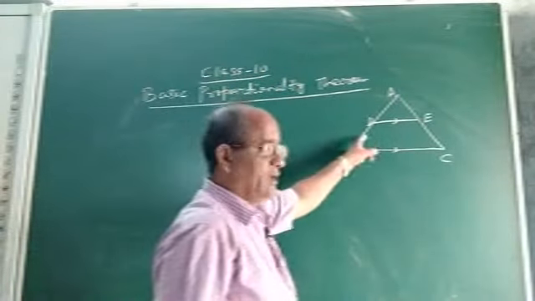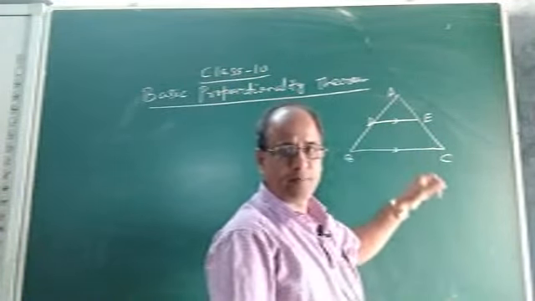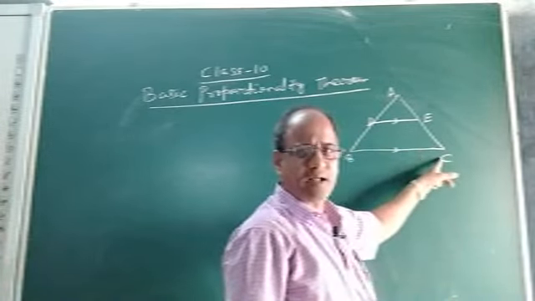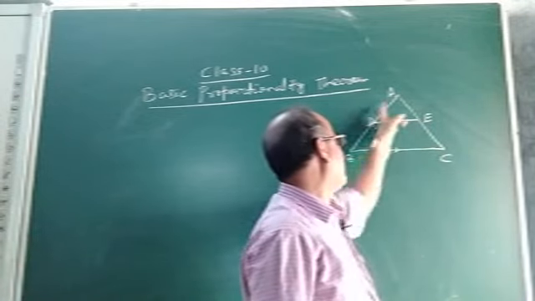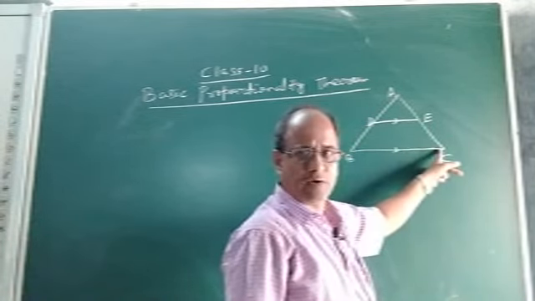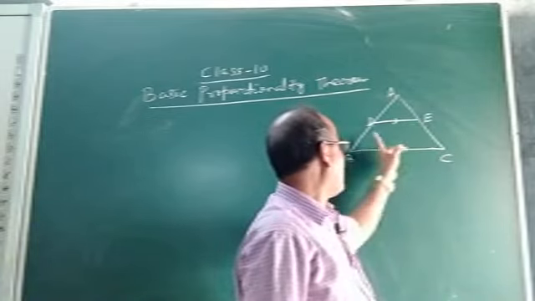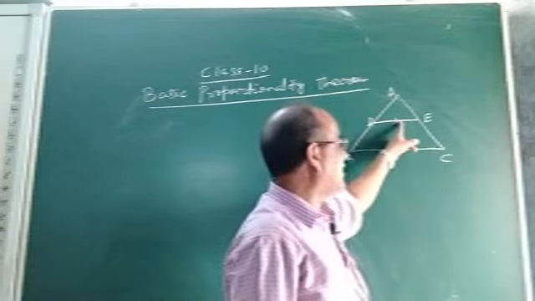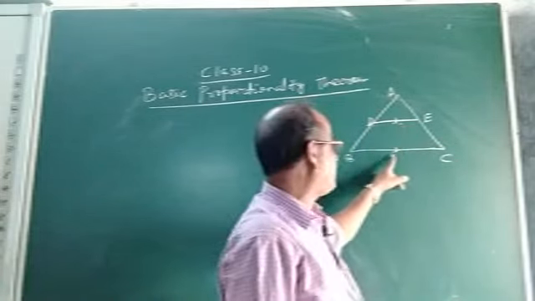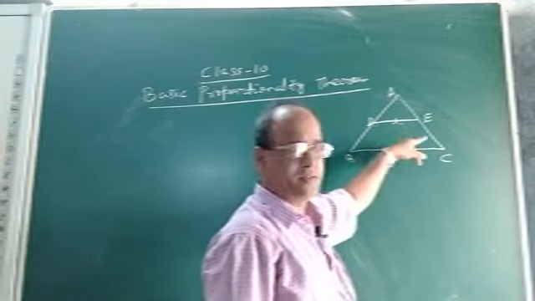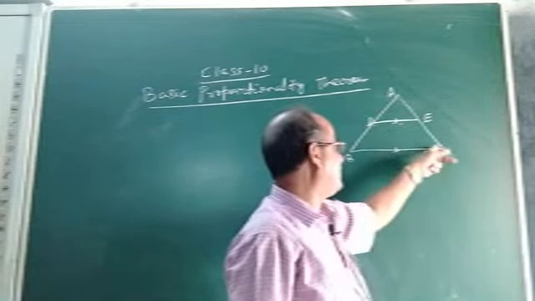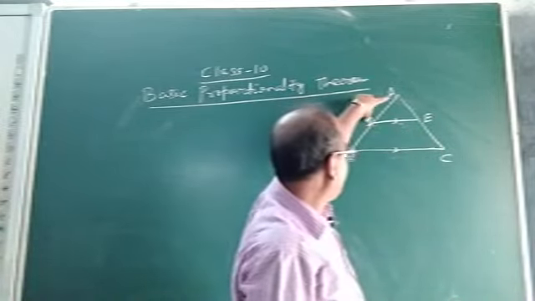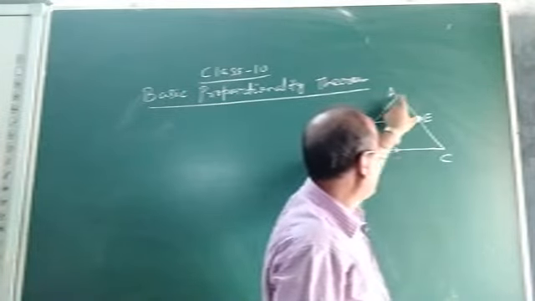I am just trying to explain the statement of BPT, the basic proportionality theorem. See children, suppose ABC is a triangle, and D and E are points on AB and AC respectively, such that the line segment DE is parallel to BC. How will you prove that AD by DB is equal to AE by EC?